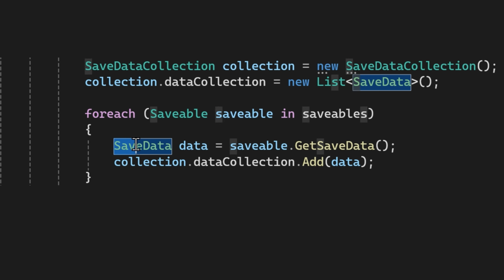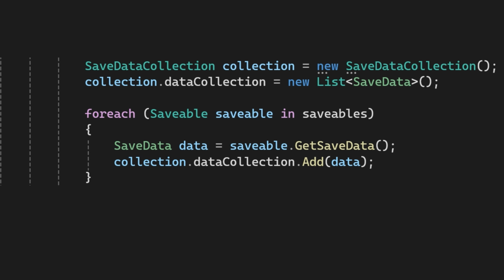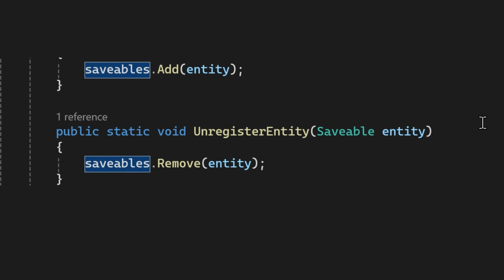So it's a list of these items. All the save data from each object is stored in one list, and then that list is converted to a JSON file. So where does it get this list for the savables from?